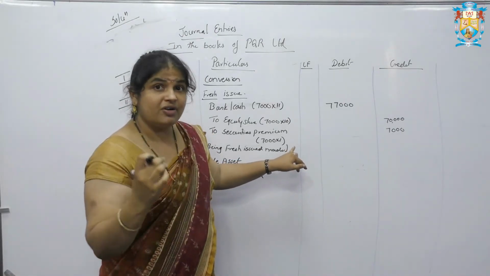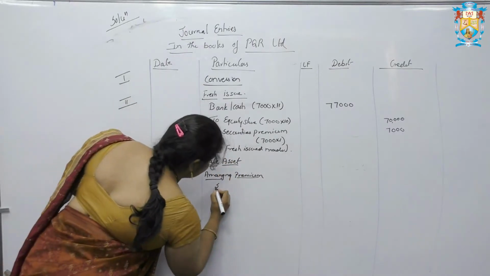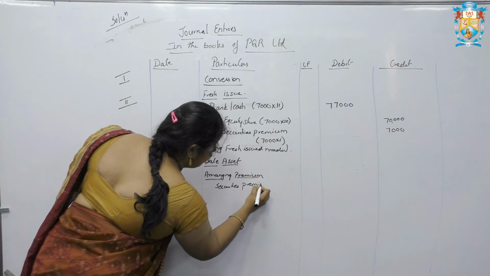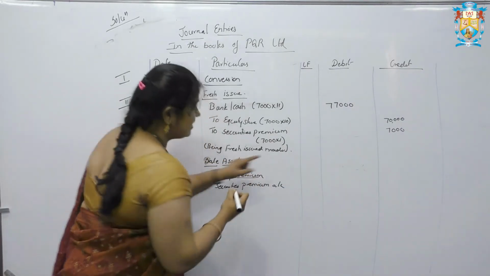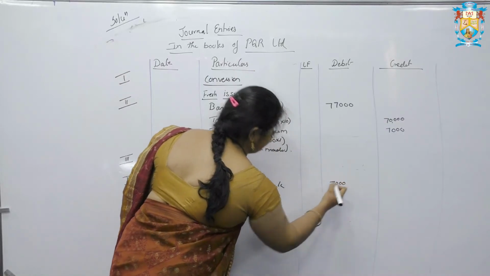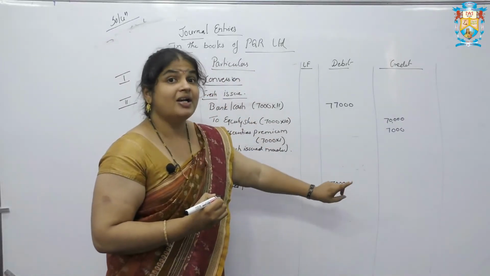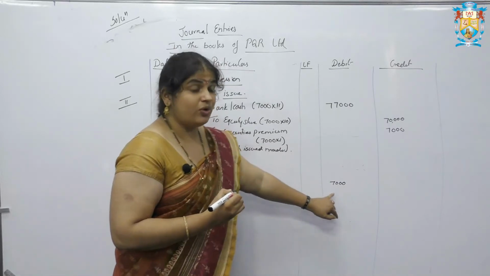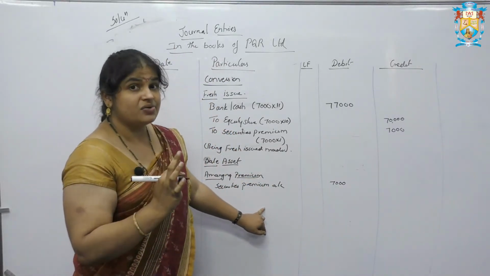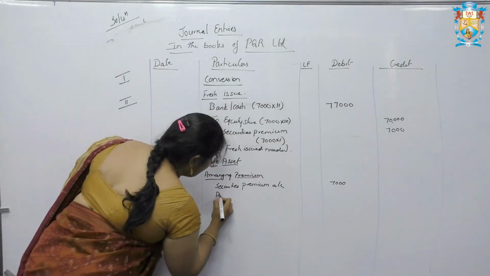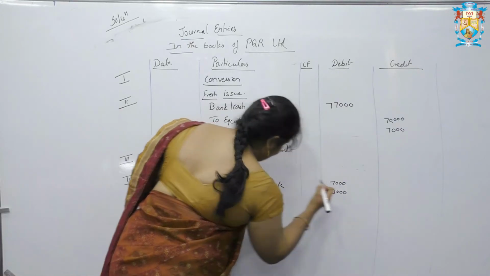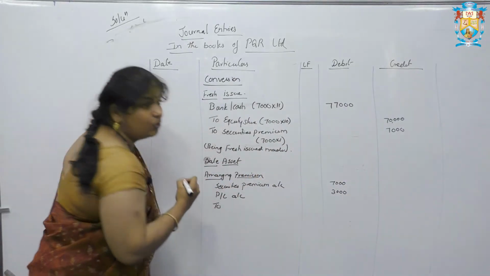From which account are you withdrawing? Debited. So we are going to withdraw it from securities premium account. What is the money? 7,000 was credited. I am going to withdraw 7,000. So what is the total money required? 10,000. 7,000 I have withdrawn from securities premium. So as I explained, the remaining 3,000 I am going to withdraw from my profit and loss account. That is 3,000.